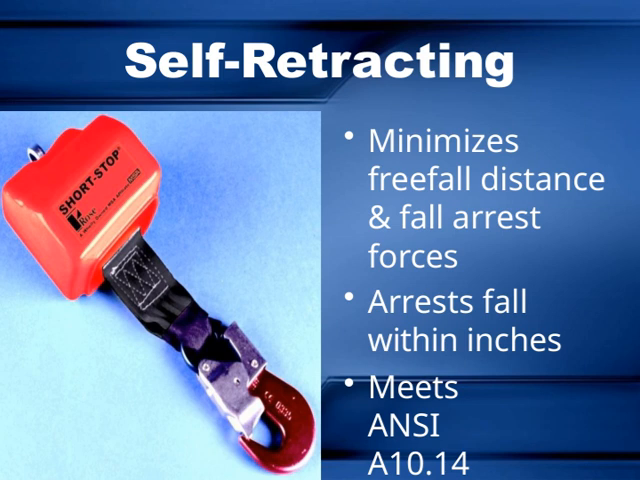Another important point is that it meets ANSI A10.14 regulations, ensuring that it complies with industry standards for safety and performance. And finally, the self-retracting feature plays a vital role. It automatically adjusts the length of the lanyard or cable, keeping you close to the anchorage point and reducing fall distance even further. All these features work together to create a safer working environment, especially when working at heights. They emphasize how advanced safety technology can protect workers effectively by limiting fall impact and ensuring compliance with safety regulations.